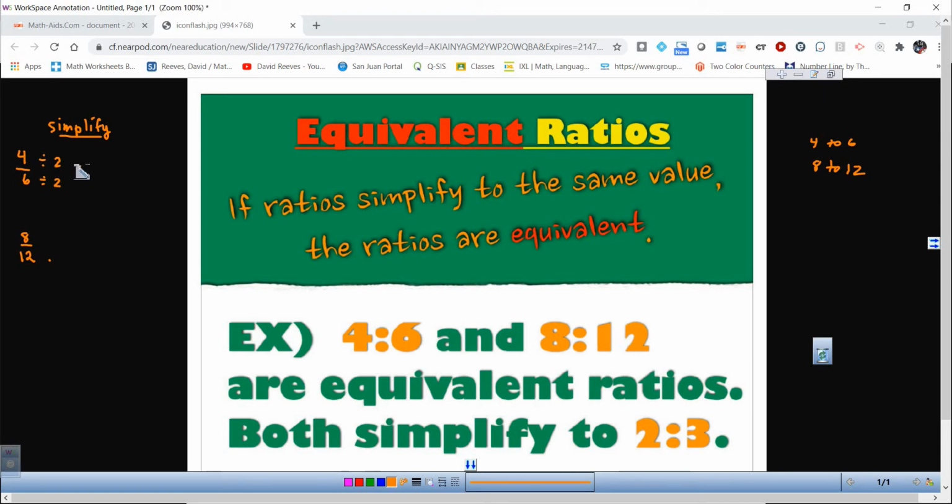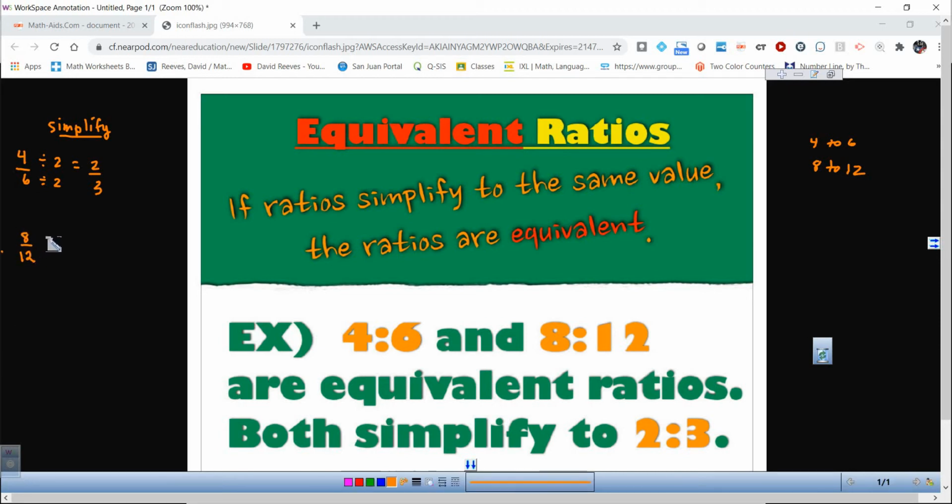So I'm going to take that first number 4 and I'm going to divide it by 2 and I'm going to get 2. And then I'm going to take 6 and divide it by 2 and I'm going to get 3. So we can see that 4 to 6 simplifies to 2 to 3. So 4/6 and 2/3 are equivalent ratios, and 2/3 is the simplified ratio of 4/6.